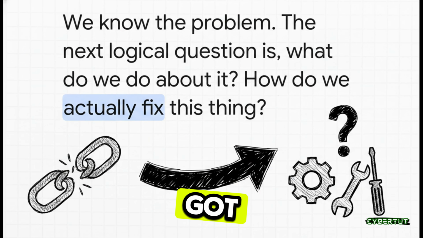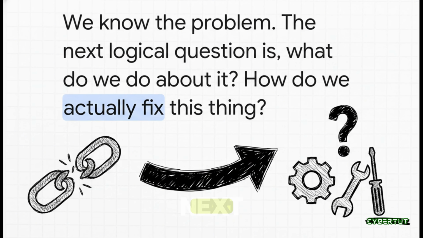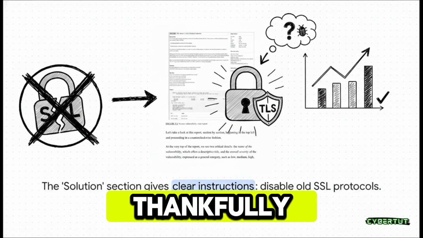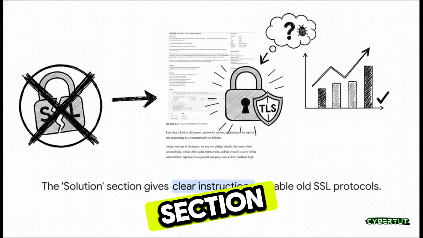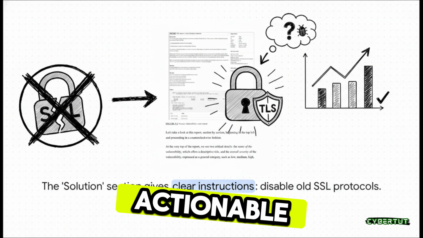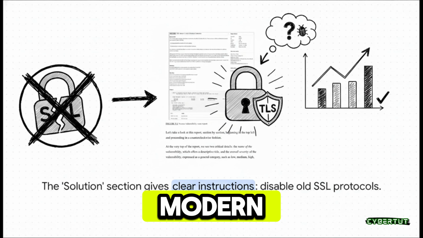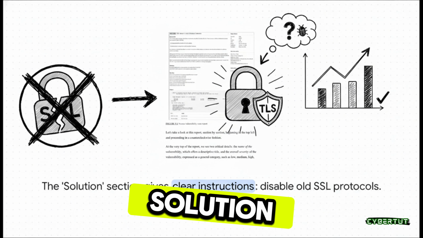Okay, so we've got the problem nailed down. But honestly, that's only half the battle. The next logical question has to be, what do we do about it? How do we fix this thing? And thankfully, a good report doesn't just leave you hanging. The solution section gives us a really clear, actionable instruction. Stop using the old SSL stuff and switch to the modern secure standard, which is called TLS. Problem found, solution right there.